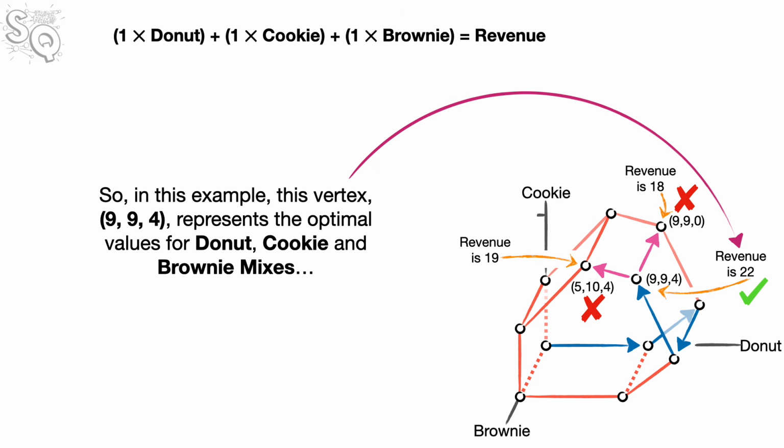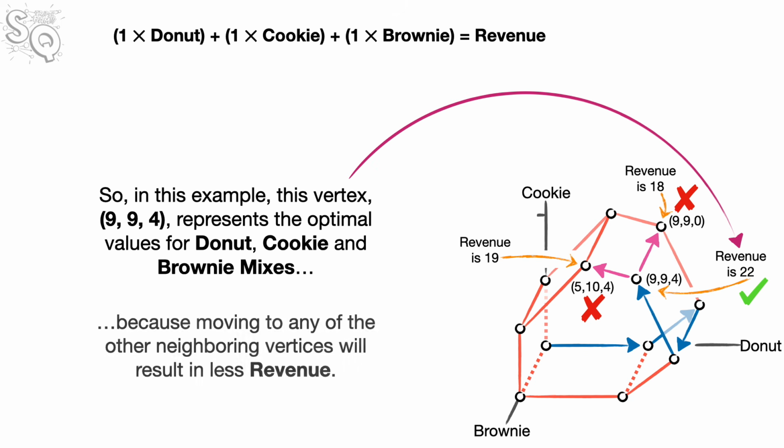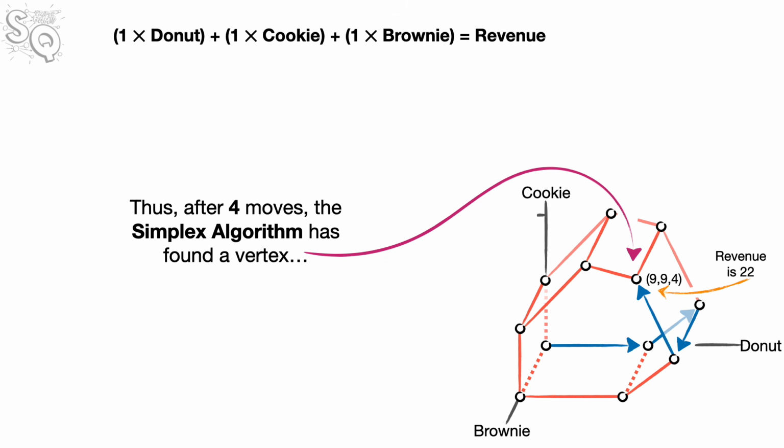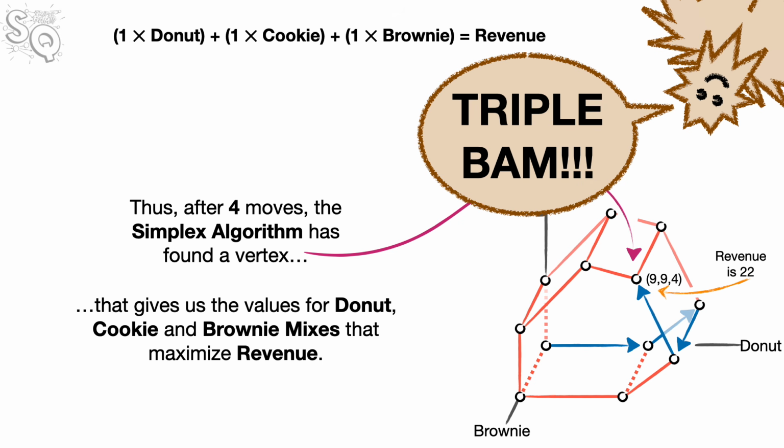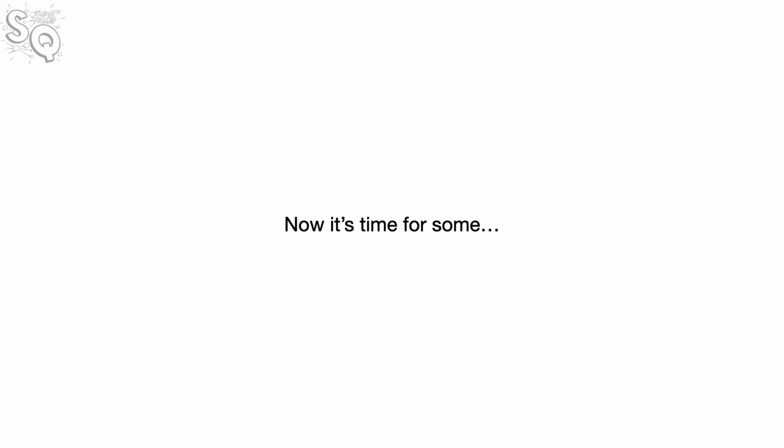So, in this example, this vertex, 9, 9, 4, represents the optimal values for donut, cookie, and brownie mixes, because moving to any of the other neighboring vertices will result in less revenue. Thus, after 4 moves, the Simplex algorithm has found a vertex that gives us the values for donut, cookie, and brownie mixes that maximize revenue. Triple bam!